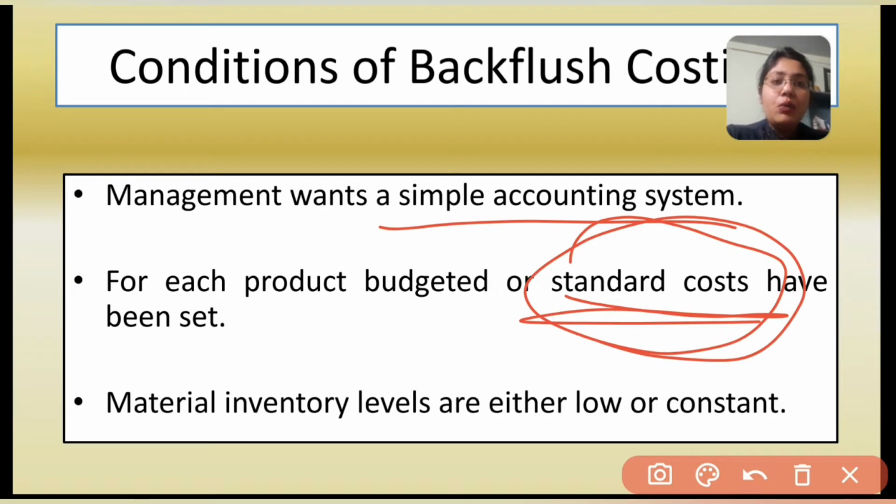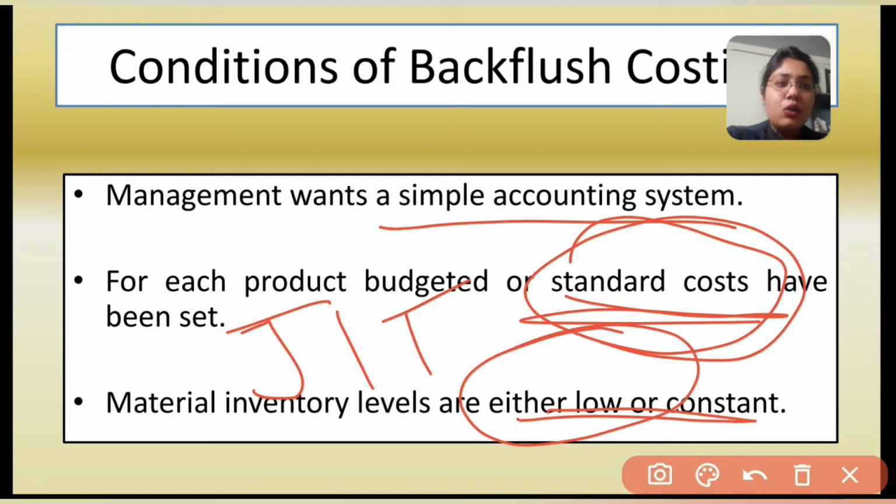Then the material inventory level is either low or constant. We've already seen that backflush costing is relevant when the JIT, that is the just-in-time approach, is needed. So in just-in-time, the inventory is either very low or constant, right?